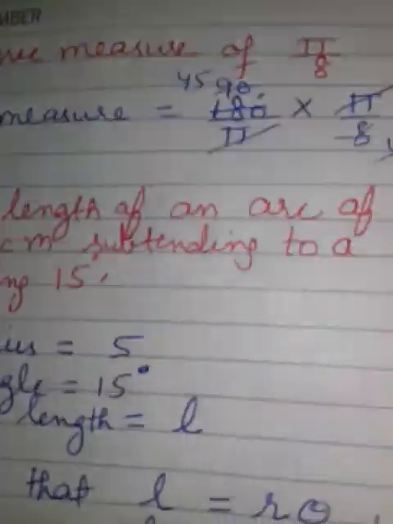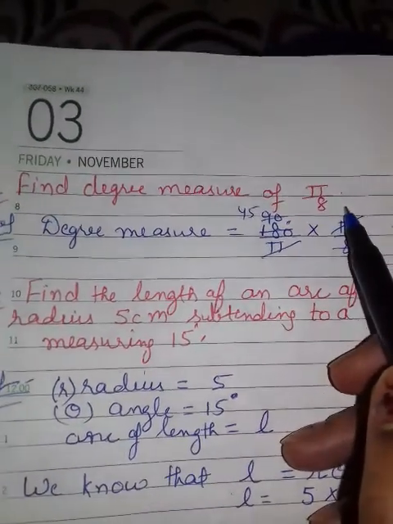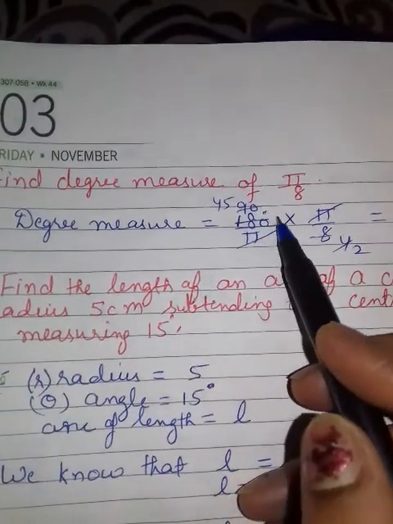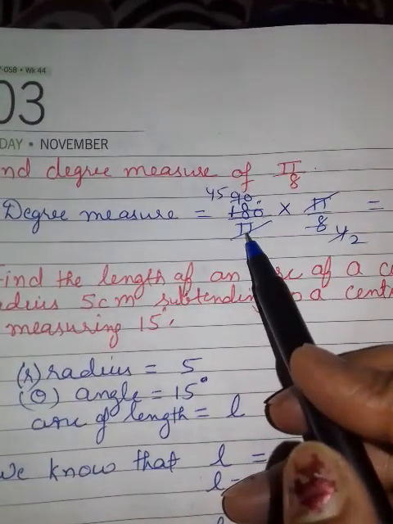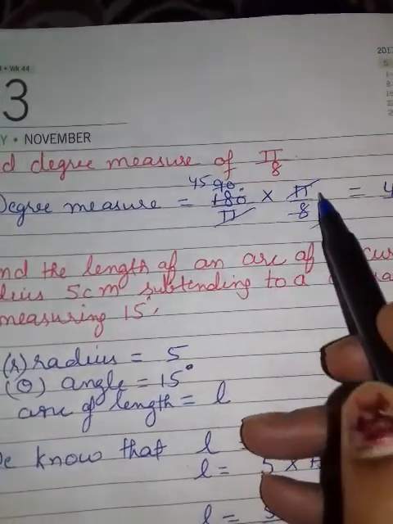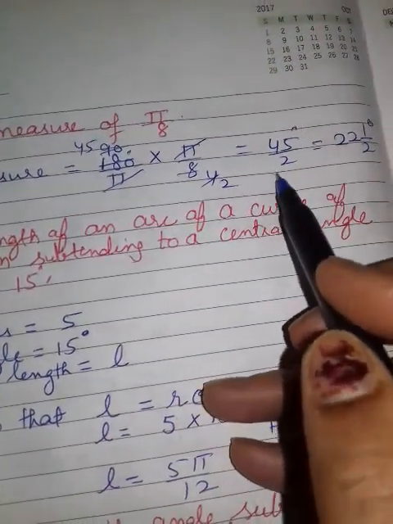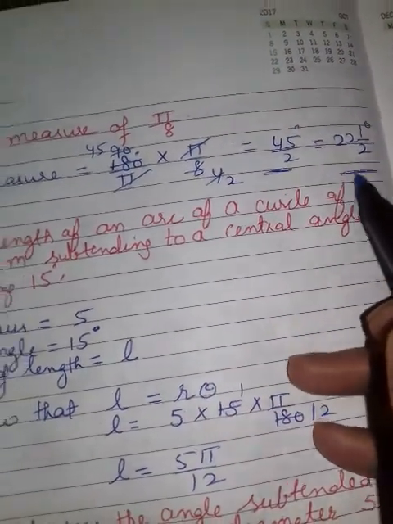Next one is find the degree measure of pi by 8. Degree measure, you know you have this formula 180 upon pi into theta. Theta is here pi by 8. Do the cancellation. 45 by 2 means 22 and 1 by 2.